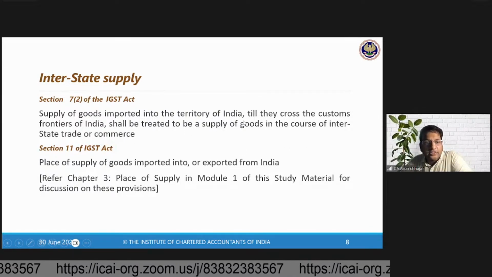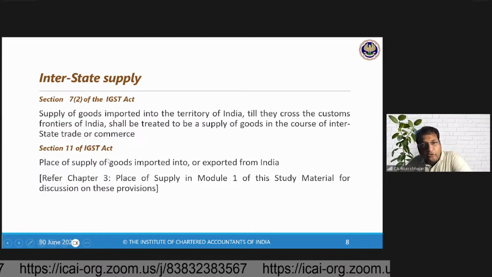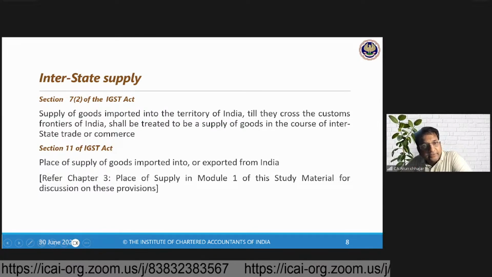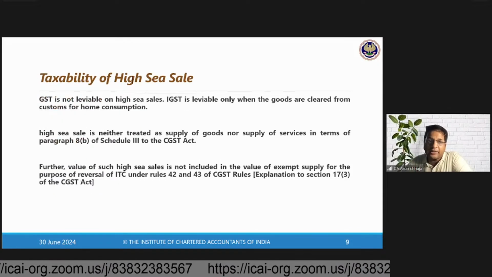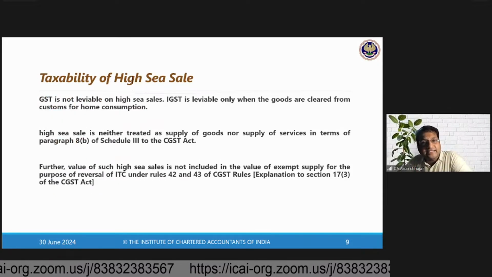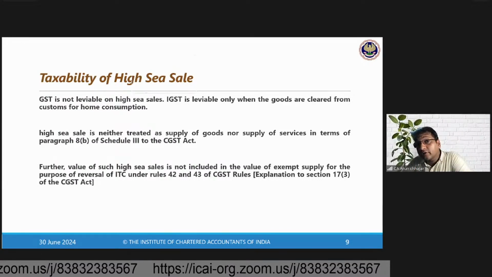Goods imported into India, till they cross the customs frontier of India, shall be treated as an interstate supply. Similarly, if you determine the place of supply, then I will use Section 11 of the IGST Act for determining the place of supply. Taxability of high sea sale. Now I would like to discuss two paras of which schedule?